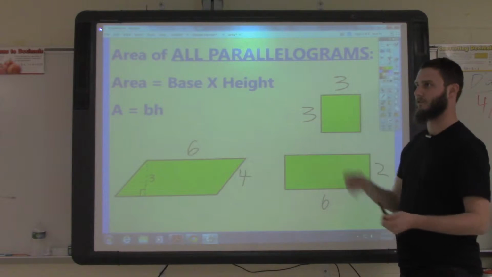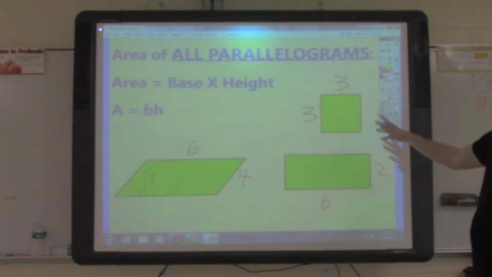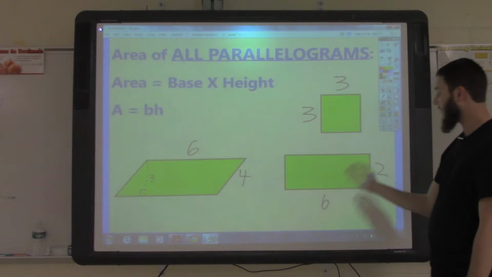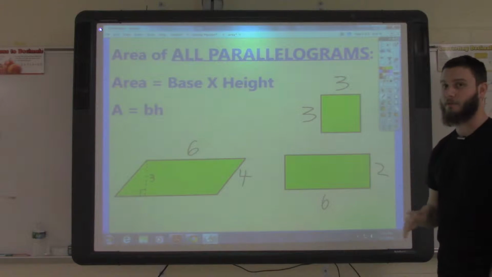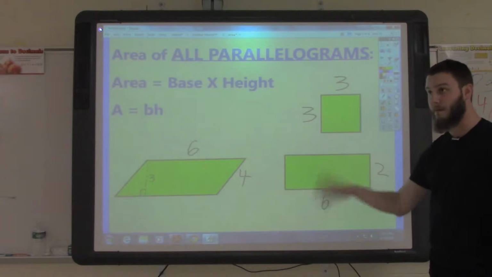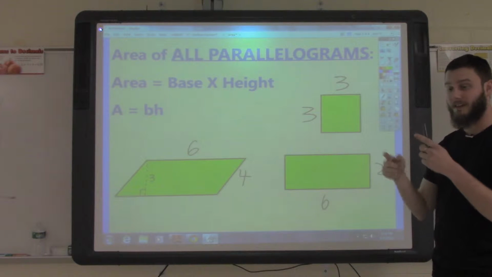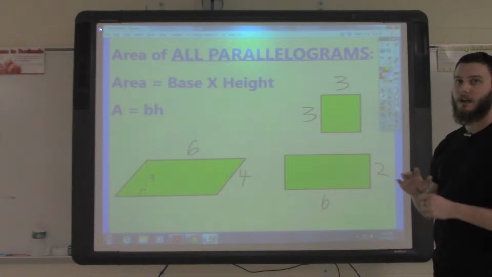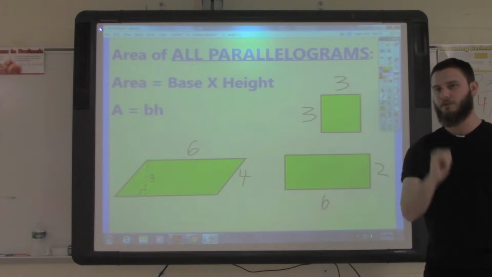That's the typical way you're going to see formulas written. A equals BH. For this, all you have to do is find the base of the parallelogram, the height of the parallelogram, and multiply them. Unlike perimeter, where you're going to find the length of all of the sides and add them up. For area, all it is is one multiplication problem.